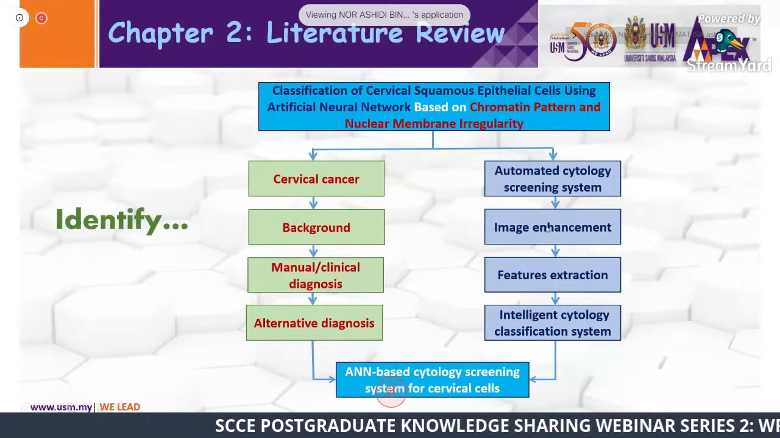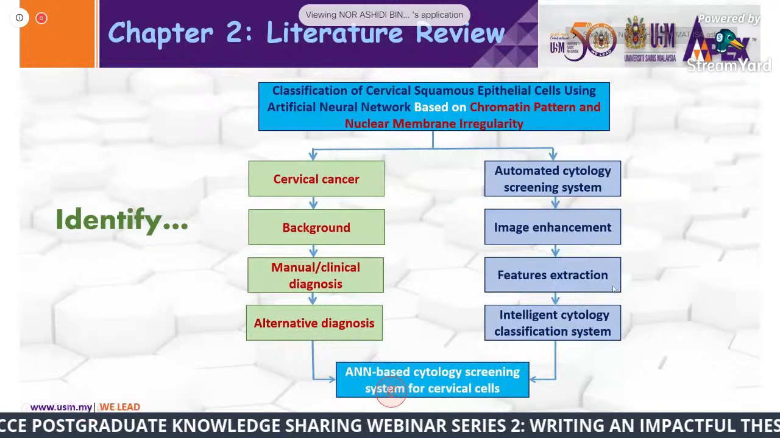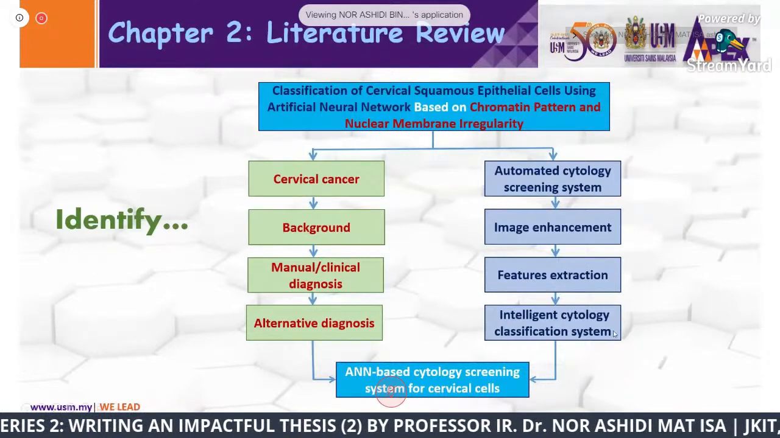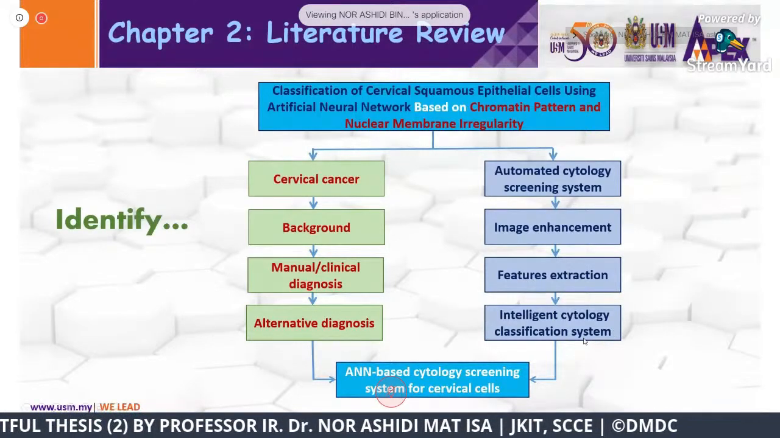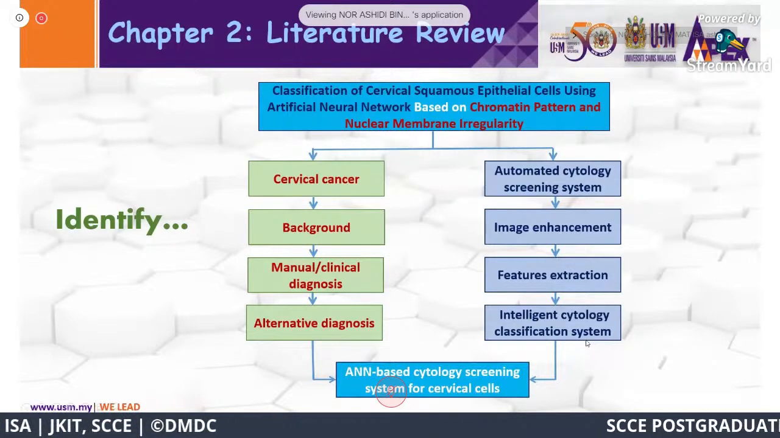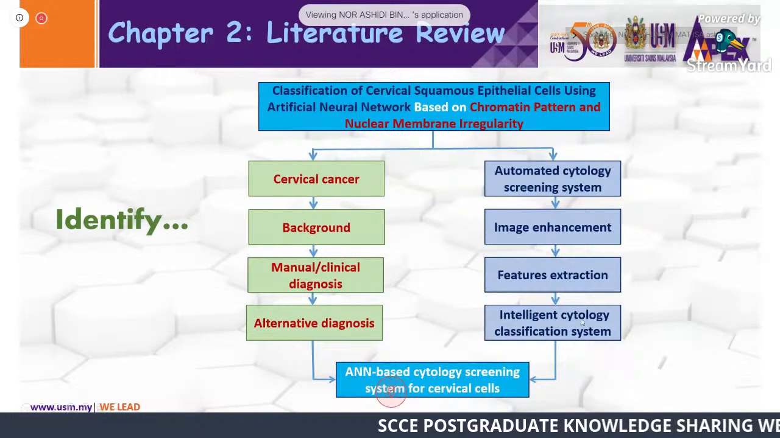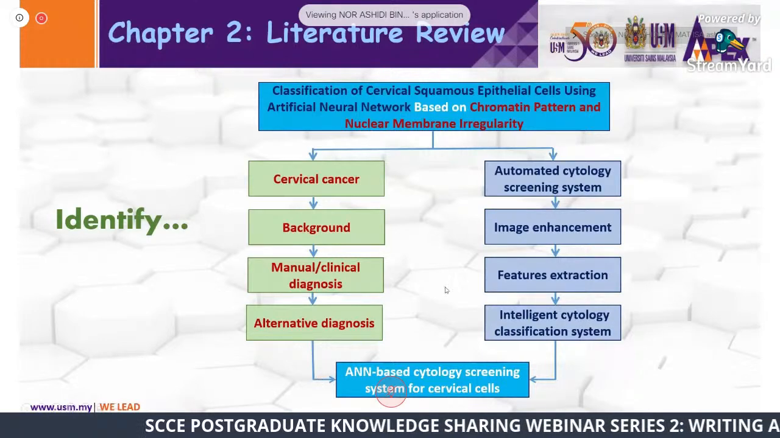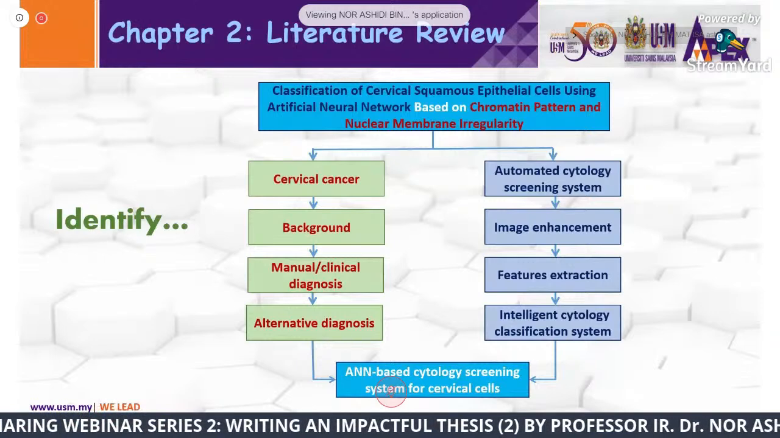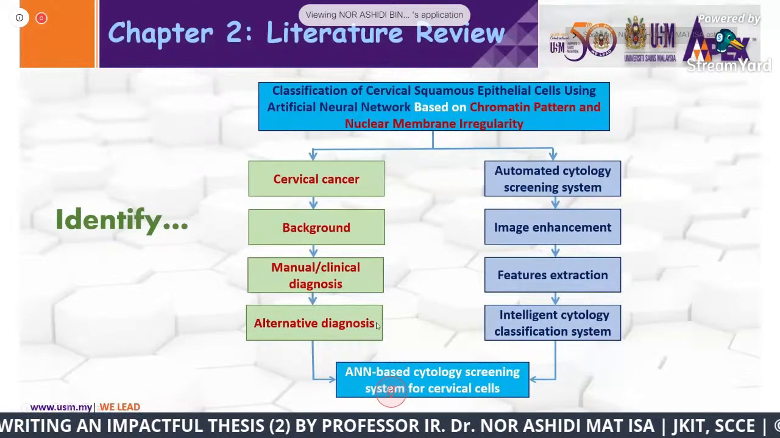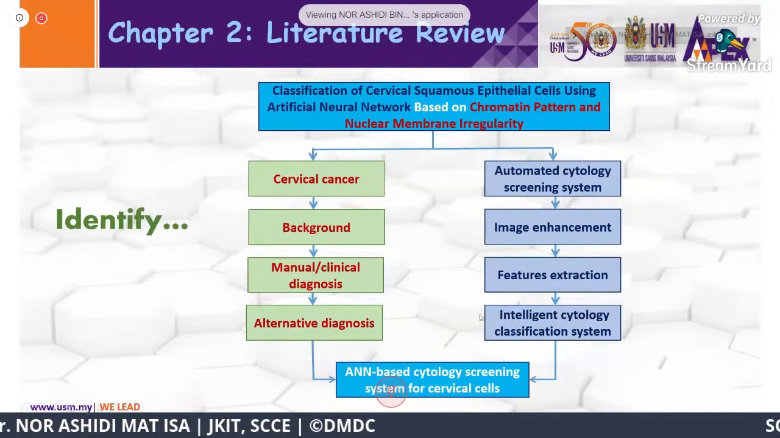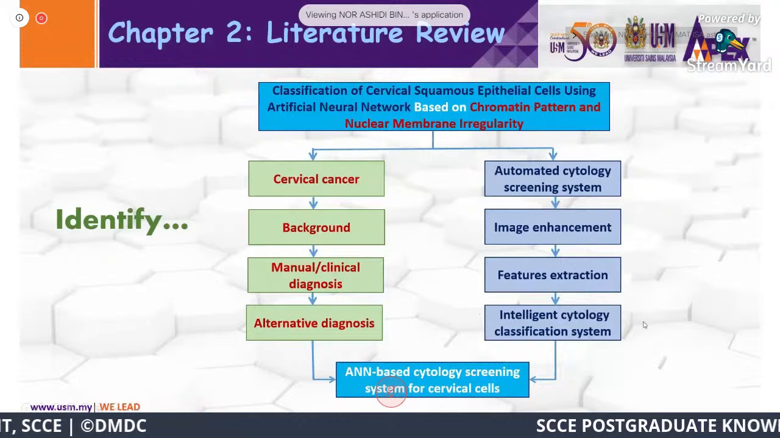Either it's because of the image enhancement problem, or there is not enough capability in terms of visualization, or it is a problem in the classification process itself, where they are not using the current ANN and so on. So now I know exactly what the problem of the alternative diagnosis for cervical cancer is, and I know exactly what the problem of the intelligence system is.